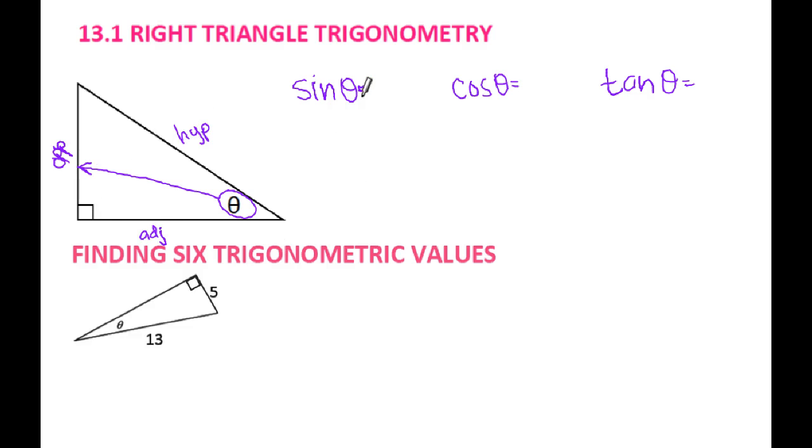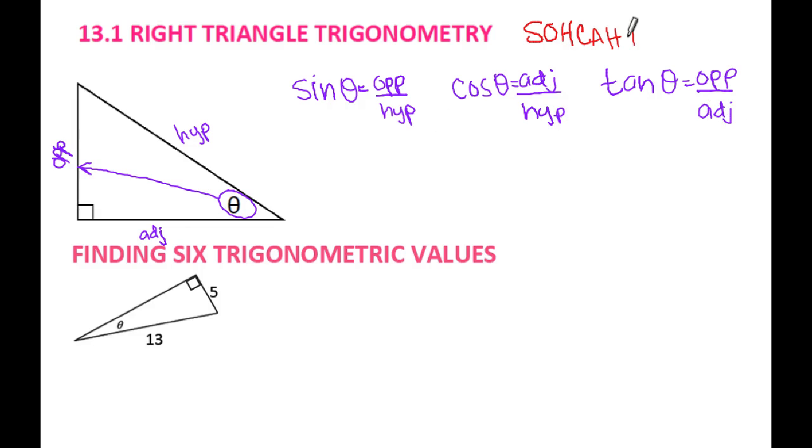Sine of theta relates your opposite side with the hypotenuse, so sine of theta is opposite over the hypotenuse. Cosine of theta is adjacent over the hypotenuse. And tangent of theta is the opposite over the adjacent. One way to remember these ratios is SOHCAHTOA. Sine is opposite over hypotenuse, cosine is adjacent over hypotenuse, tangent is opposite over adjacent.